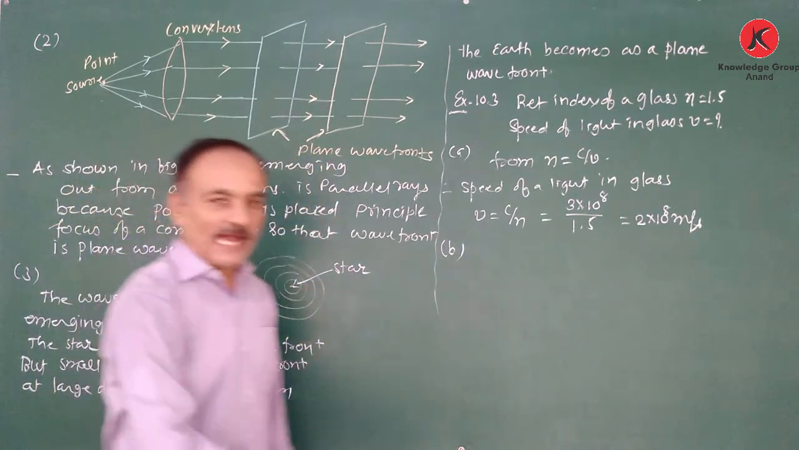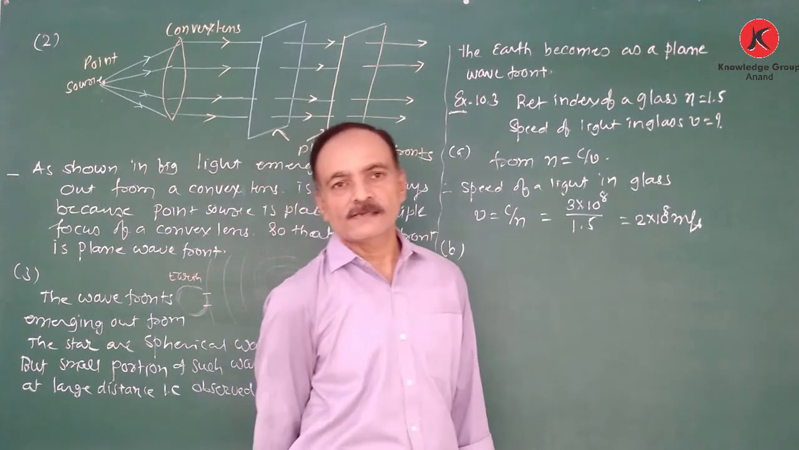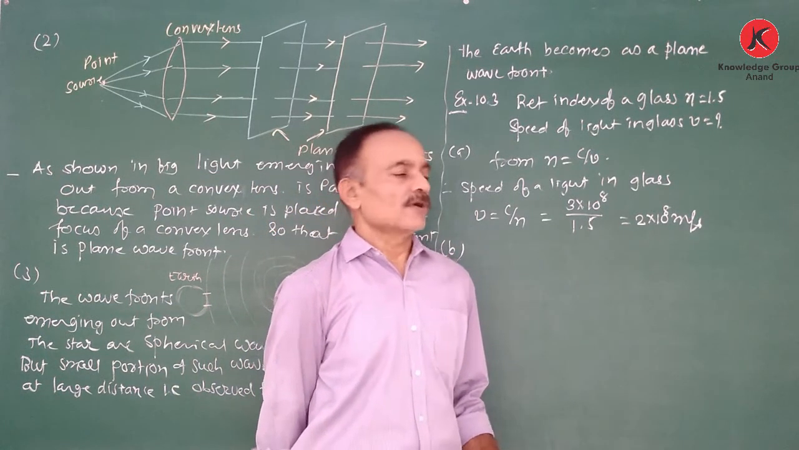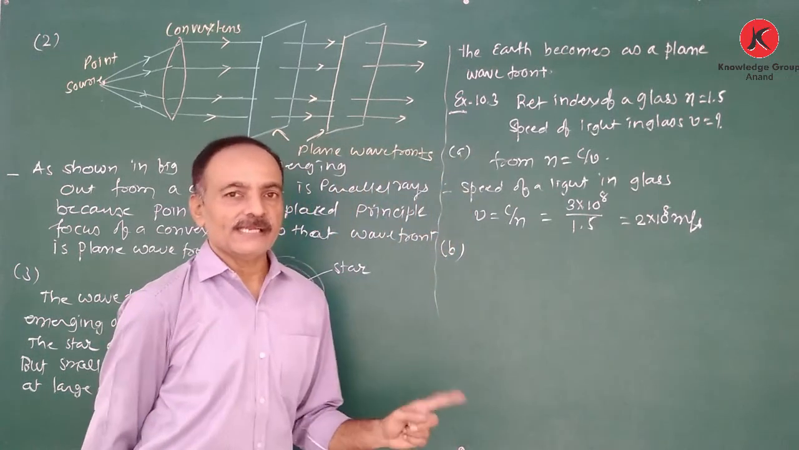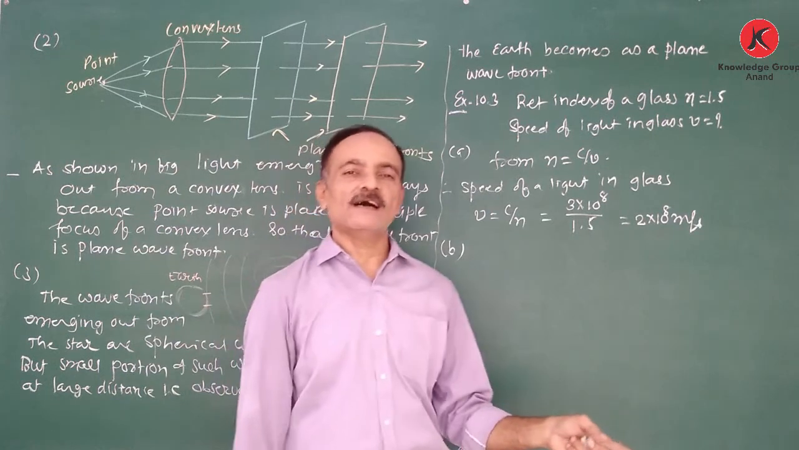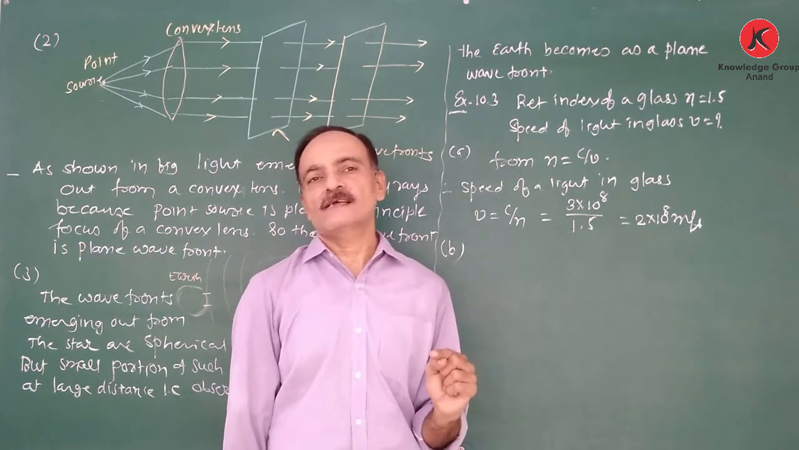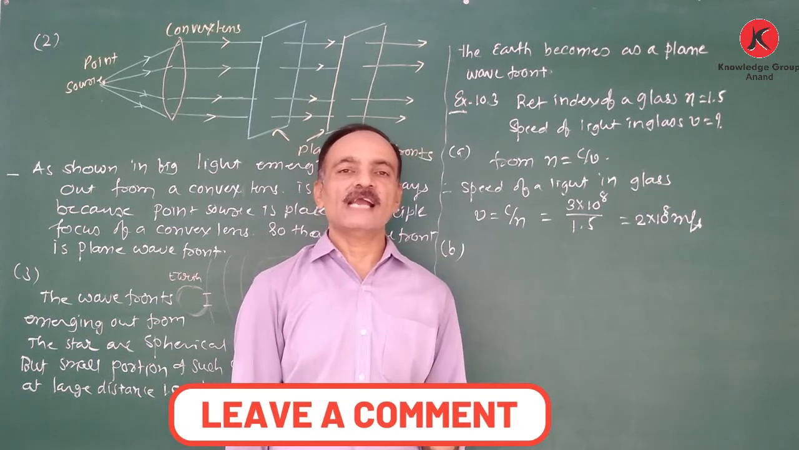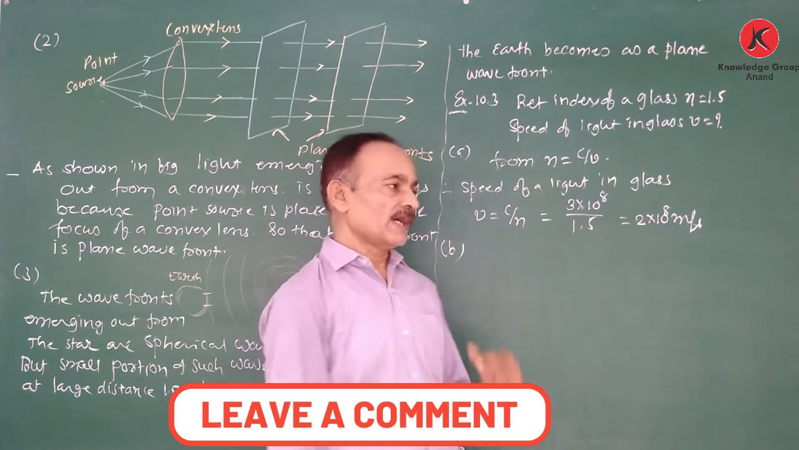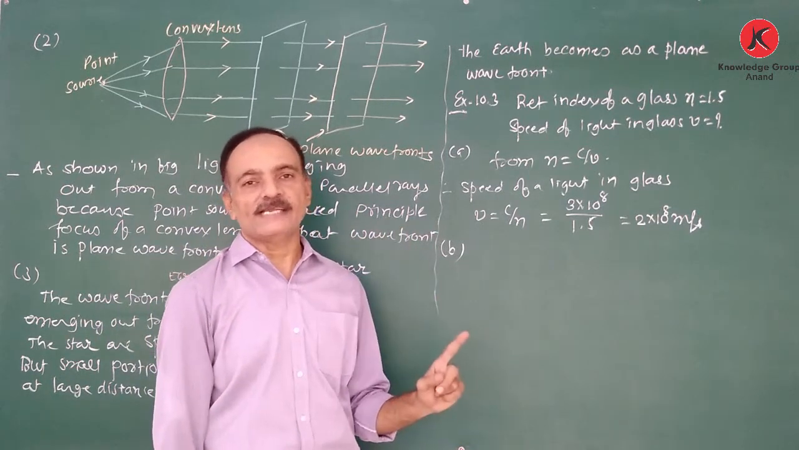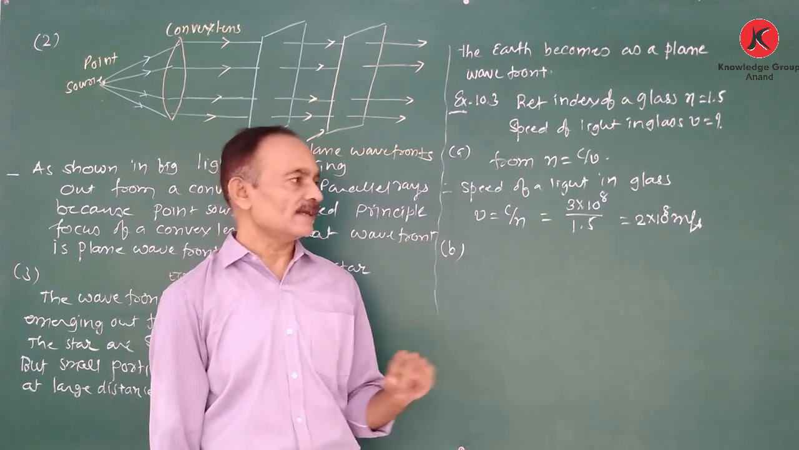Now, is the speed of light independent of color? If not, then out of violet and red color, which color has the lower speed in a glass prism? First, we have to discuss that. The speed of light depends on the color.